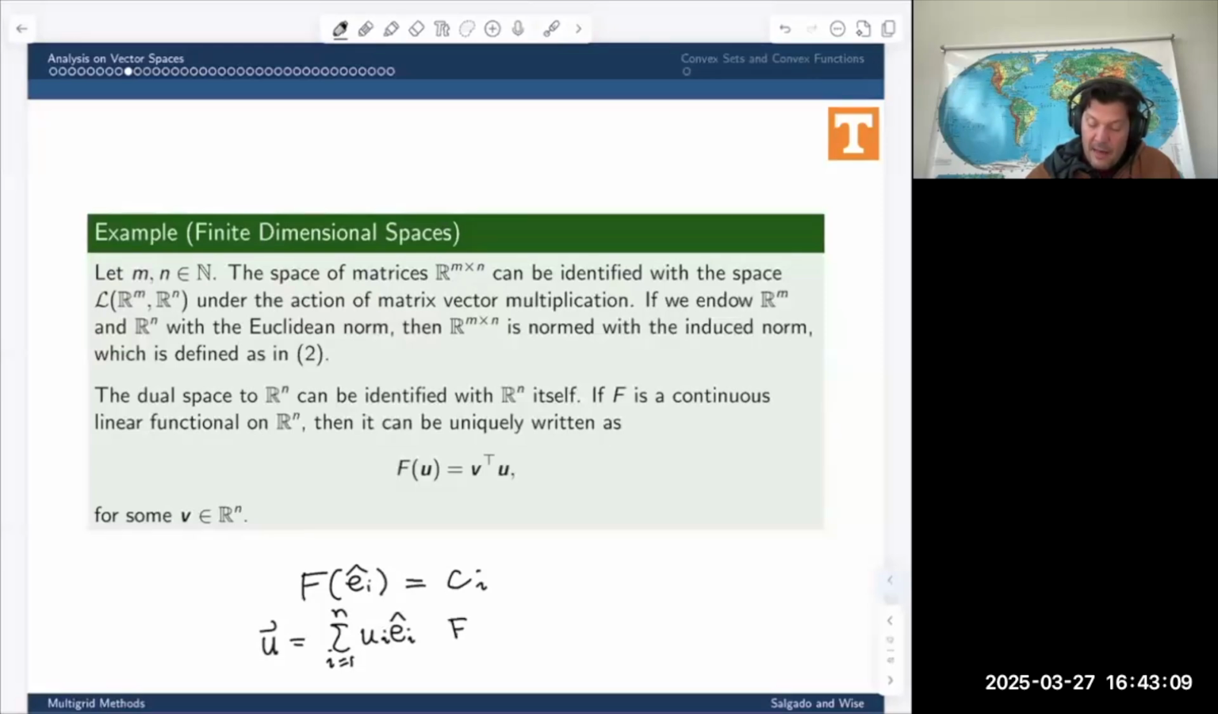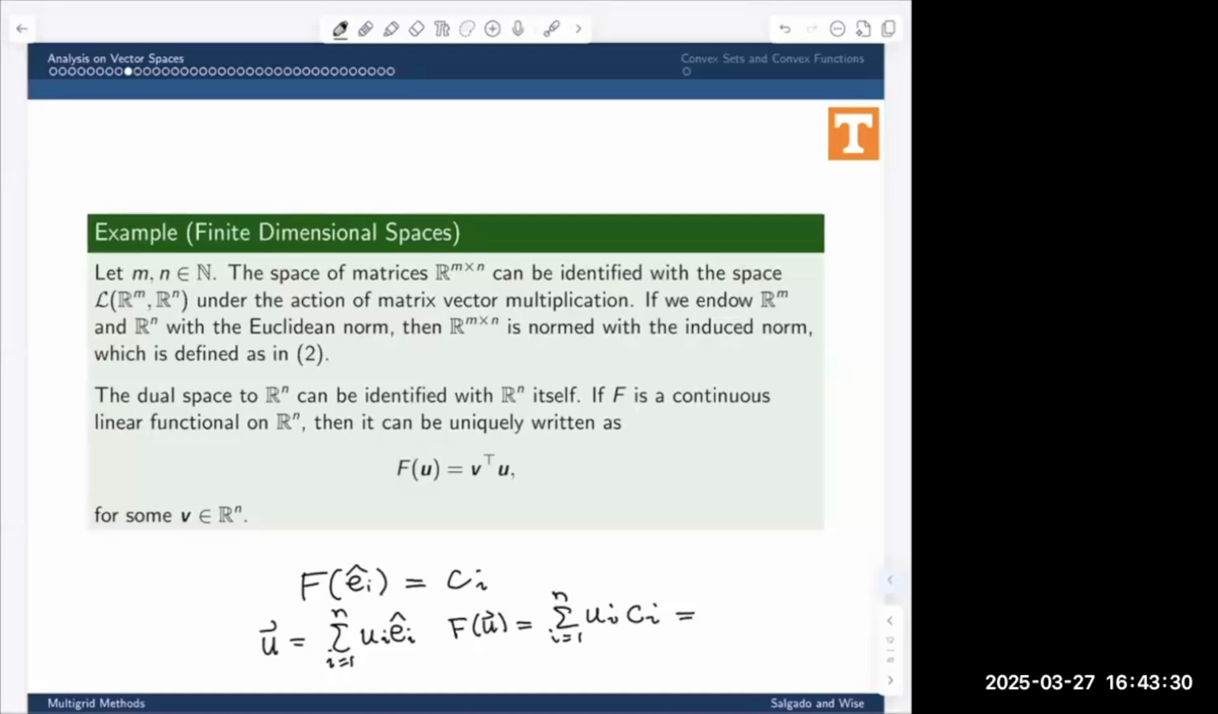And so I know that f of u by linearity is just going to be the sum from i equals 1 to n of u_i times c_i, right? Well, this is just a dot product. You agree?